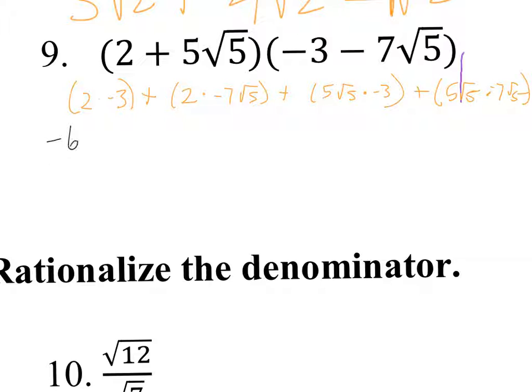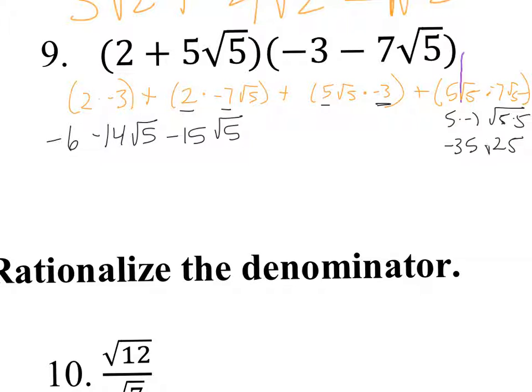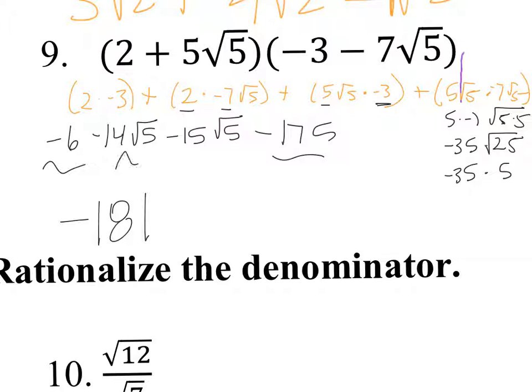So my first is negative 6. My inside would give me a negative 14 because this is a negative times a positive. And I still have my square root 5. My inside would be the negative because I have a negative 15 here. 5 times negative 3. I still have that square root 5. My last is 5 times negative 7 square root 5 times 5. So this becomes a negative 35 times the square root of 25. And the square root of 25 is, oopsies, just 5. So if I multiply those two together, 35 times 5 would give me a negative 175. Again, negative times a positive. These two are like terms, so that's a negative 181. These two are like terms, negative 29 square root 5. That right there is my final answer.